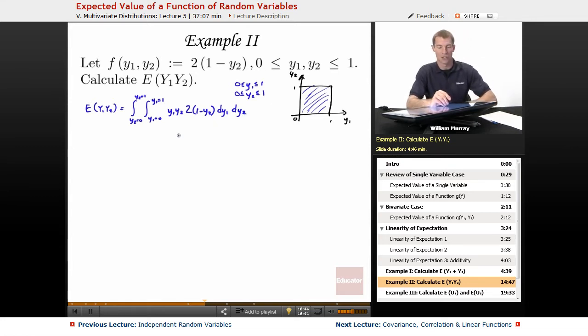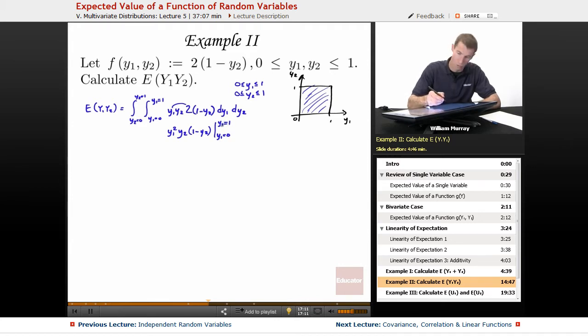So I'm going to go ahead and solve that integral, the first one on the inside. I'm integrating with respect to y1. So I see I have a 2y1. I'm going to integrate that and just get y1 squared. And then everything else is a constant because I'm integrating with respect to y1. So y2 times 1 minus y2, and I evaluate that from y1 equals 0 to y1 equals 1. If I plug in y1 equals 1, I just get y2 times 1 minus y2. And y1 equals 0 just drops out. So this is what I'm integrating.